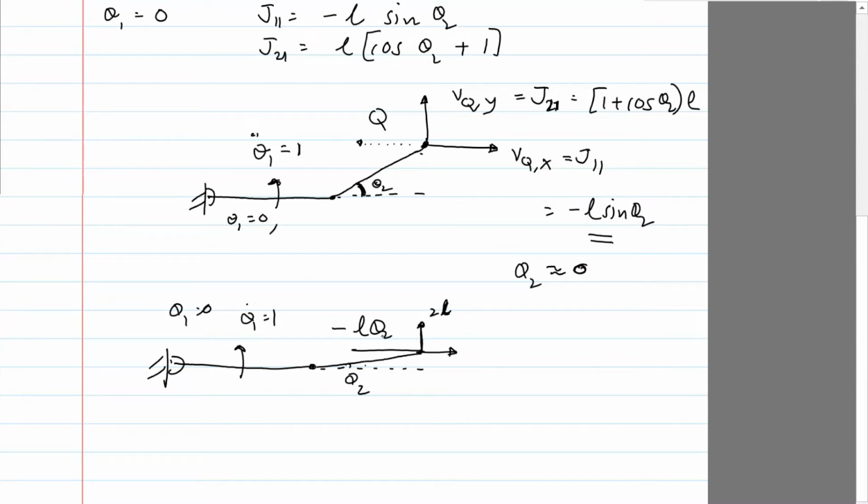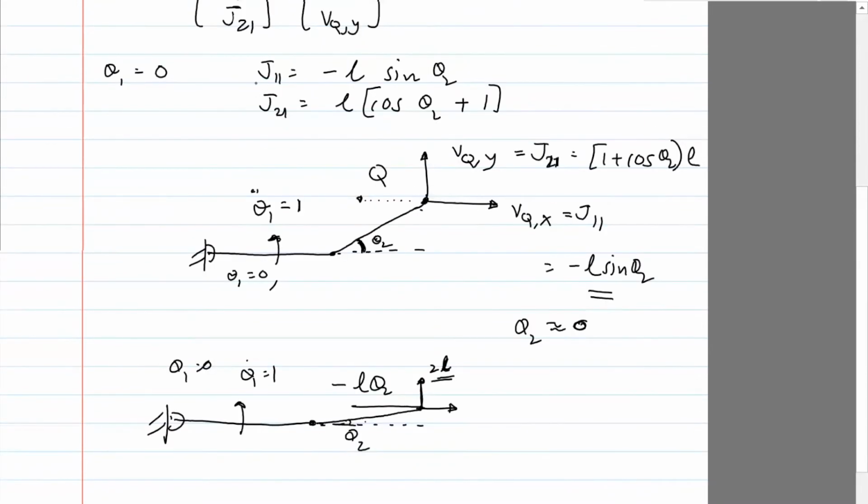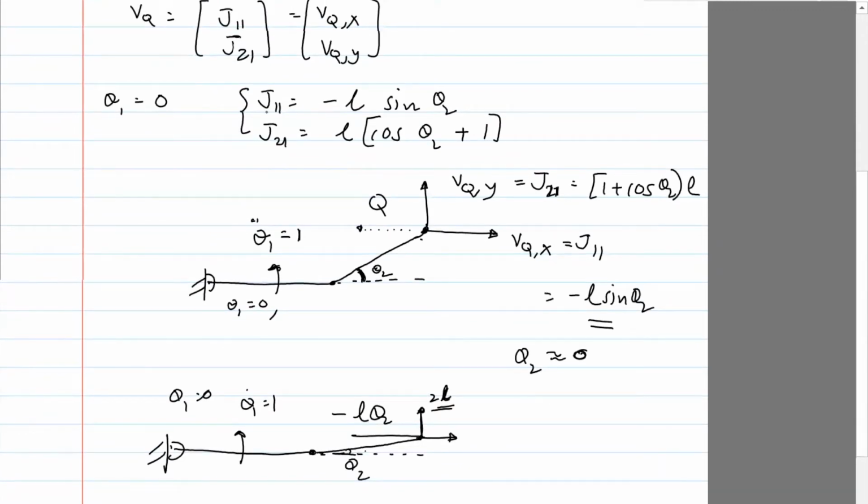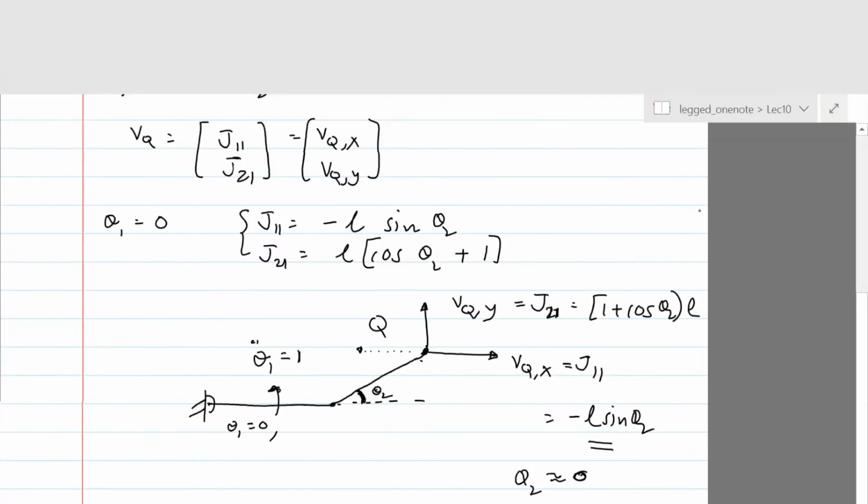In fact, when theta 2 equals 0, you can see that this link is parallel, and then the velocity of q is going to be only in the y direction. So this is how you interpret or understand what J is, by assuming theta 1 dot equals 0.